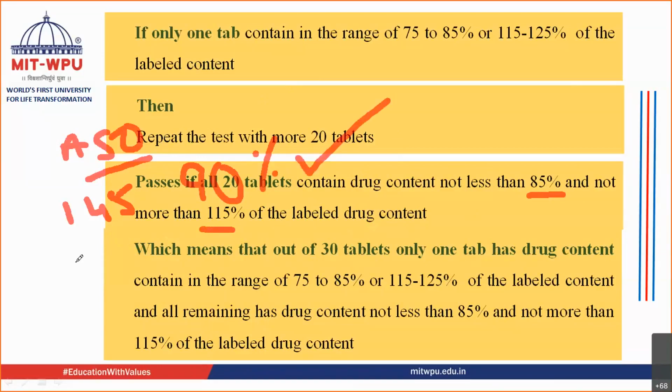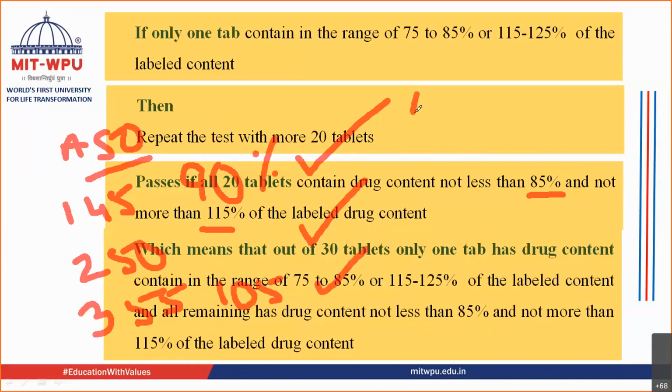I take the second tablet. The content is 50 milligrams after the assay. I say it is 100%. So the test passes. I take the third tablet. I do the assay and I find out it is 55 milligram of active ingredient. So it is 110%. Again I say the tablet passes.